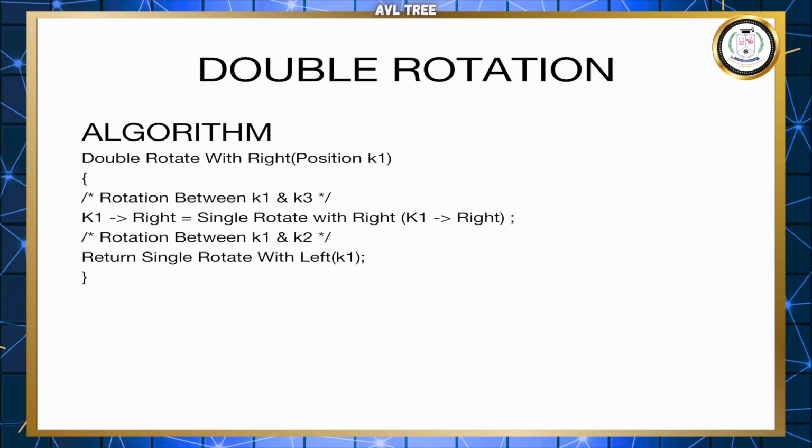Here also you have to perform two single rotations. First you have to perform single rotation with right, then you have to perform single rotation with left. Now K1 is the root node.